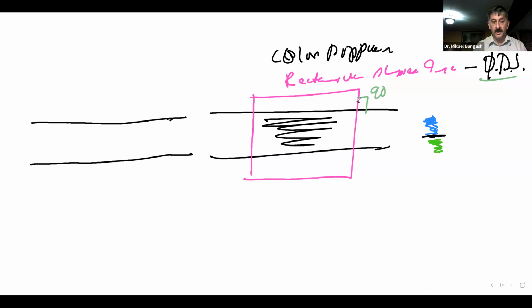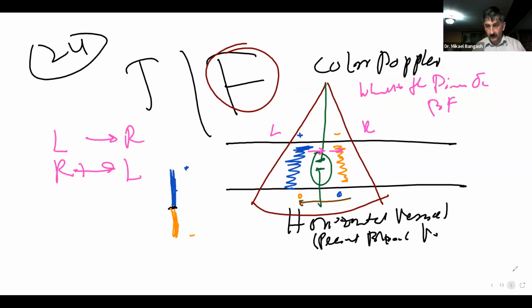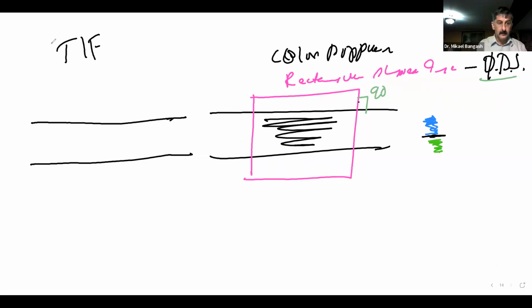Now, if you still read the question the same and say true or false, in the first place it was false. But what can we do to make this answer become true? We still have the lumen of a horizontal vessel is evaluated by color Doppler. Okay, good.